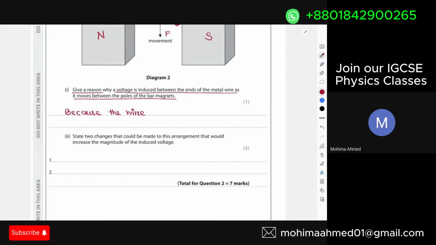Linking with the coil, magnetic flux. The problem is magnetic flux is not accepted. That will be a different property which we will learn in A-level physics, but I don't think we can write magnetic flux in our mark scheme. The concept is the same, right? Obviously there is a movement of the conductor, and that creates a change in magnetic flux, which is correct, but our mark scheme will not allow it.